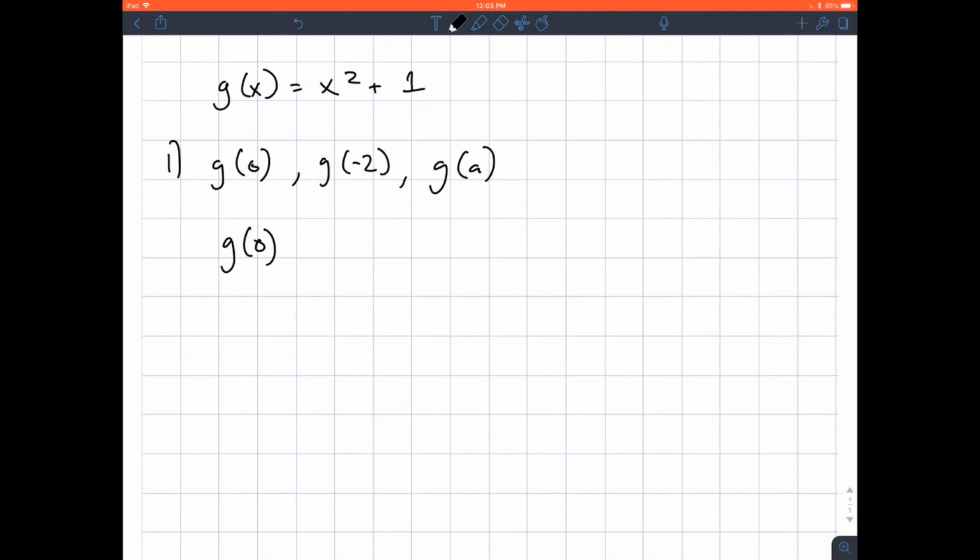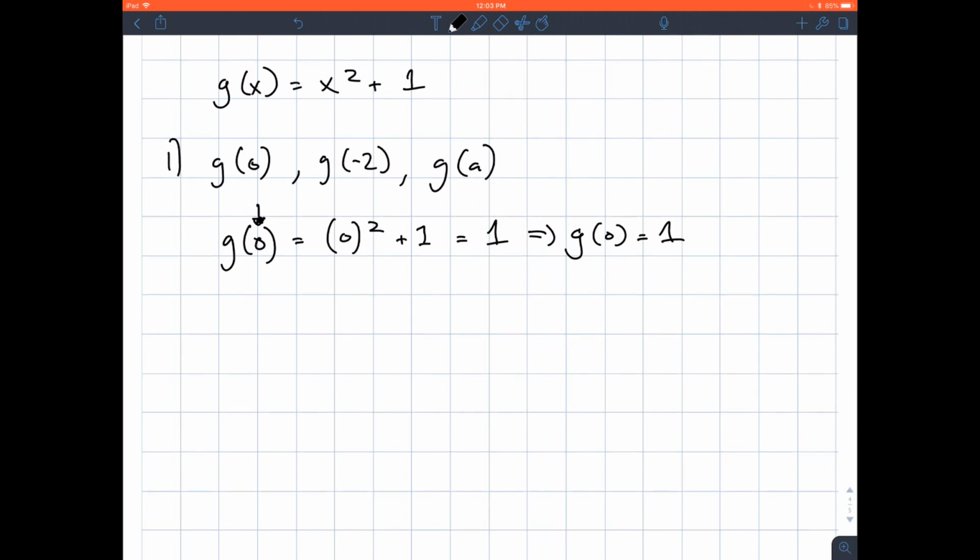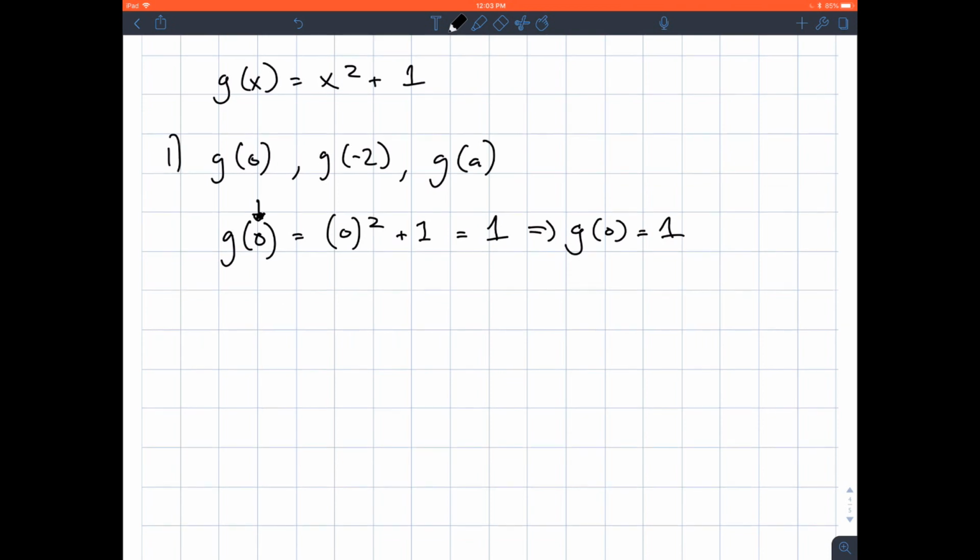You plug in values of 0 in place of x, right? So g of 0, we do 0 squared plus 1, and we get 1. So therefore, g of 0 is equal to 1. Basically, whatever's inside the parentheses is telling you to place that in place of x for the function right up here.